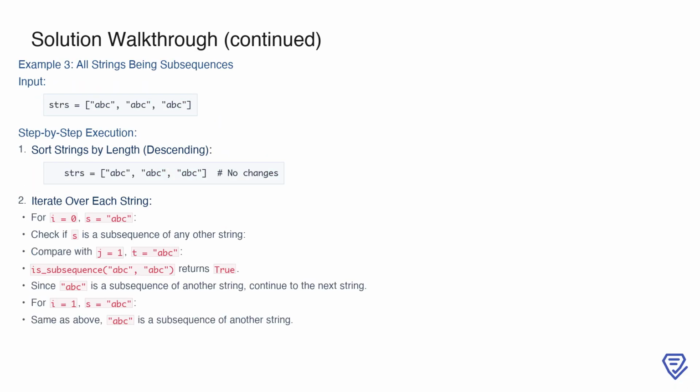In the third example, the input strings are ABC, ABC, and ABC. Once again, we start by sorting these strings by their length in descending order. Since all strings are of equal length, no changes are made to the order. Now, we iterate over each string to check if it is a subsequence of any other string in the list. For the first ABC, we compare it against the second ABC and find that it is a subsequence. Since we've identified that this string is not unique, we move on to the next string in the list.